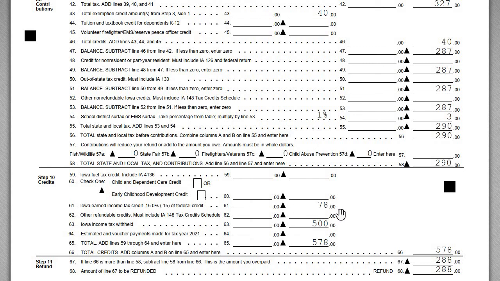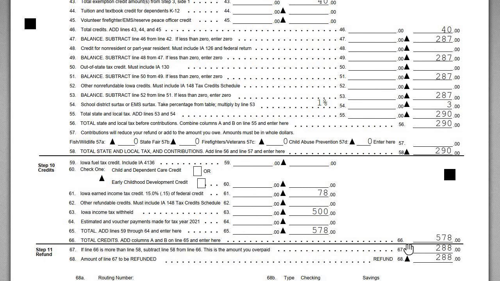So $78 is going to be the amount of the Iowa earned income tax credit computed as a portion of the federal credit. So John adds the refundable credit to his Iowa income tax withheld, and that's the total amount of credits that he's going to get, and so that's going to increase his tax refund, or it will reduce the balance of tax owed.